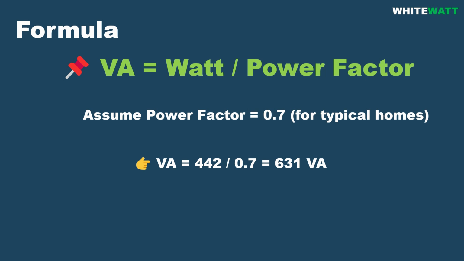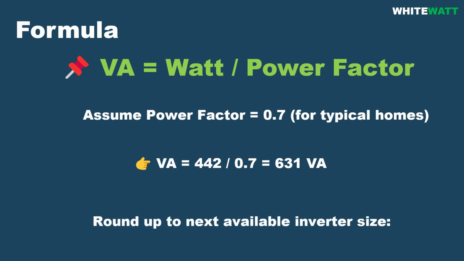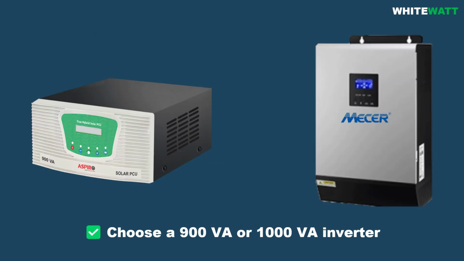Round up to the nearest inverter size. Always round up to the next available inverter size. So choose a 900 VA or 1000 VA inverter.